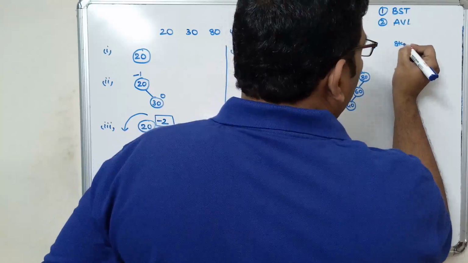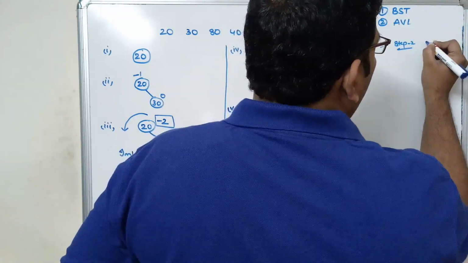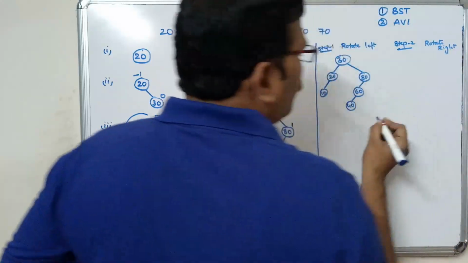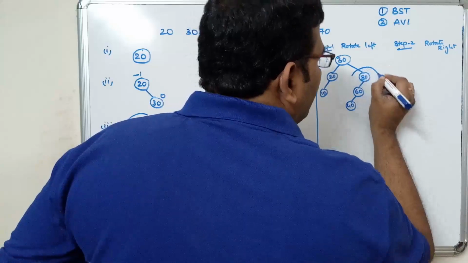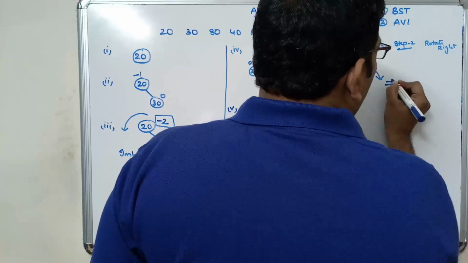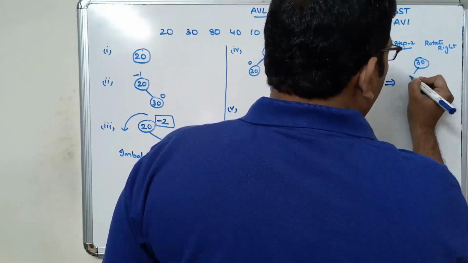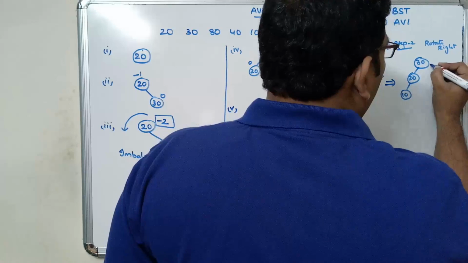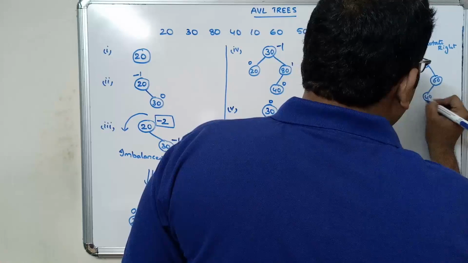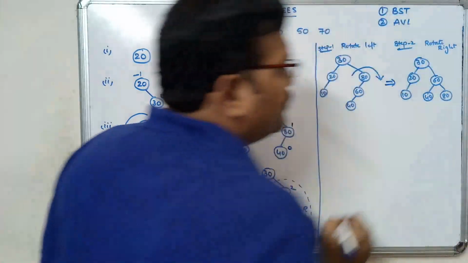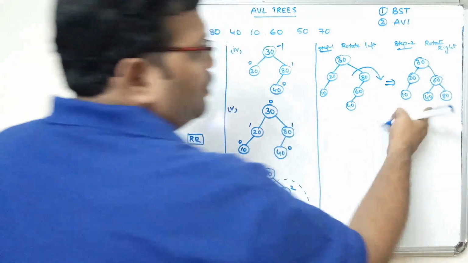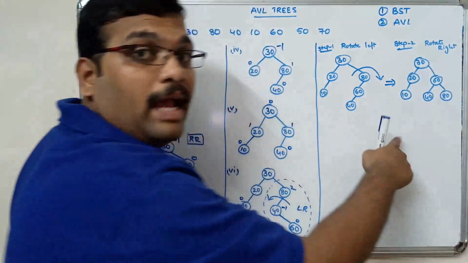So after the second step, what do we have to do? Second step, rotate right. In this way we have to rotate. Right? So then it becomes 30, 20, 10, 60, 40, 80. So this becomes this one. Right? Now again we have to calculate the balancing factor.